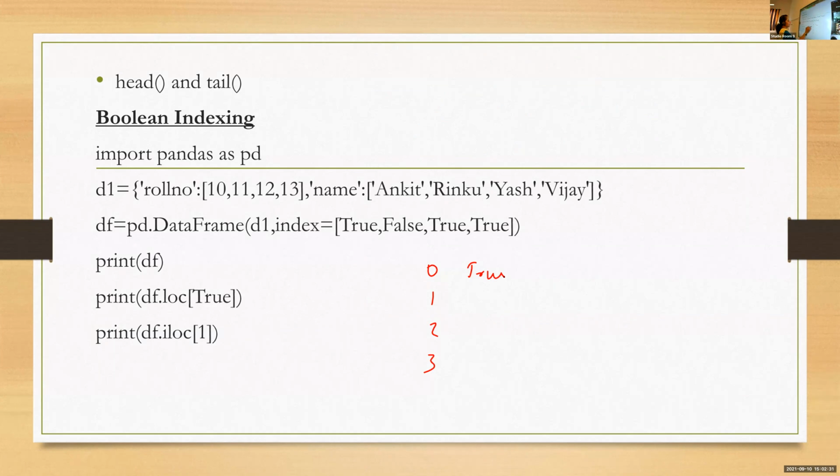Default index values are 0, 1, 2, 3. Instead of 0, 1, 2, 3, if we want to give a Boolean value, that is true or false, as the index, we use this Boolean indexing method.